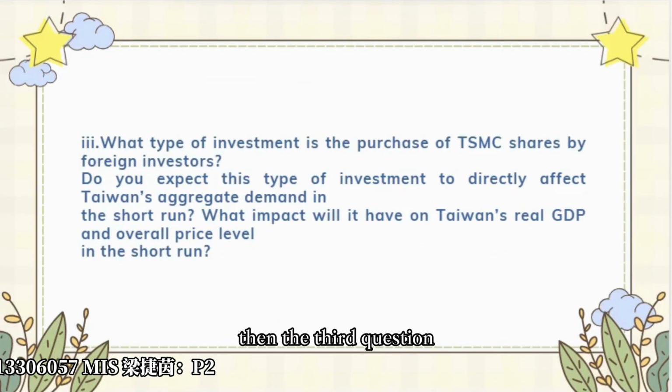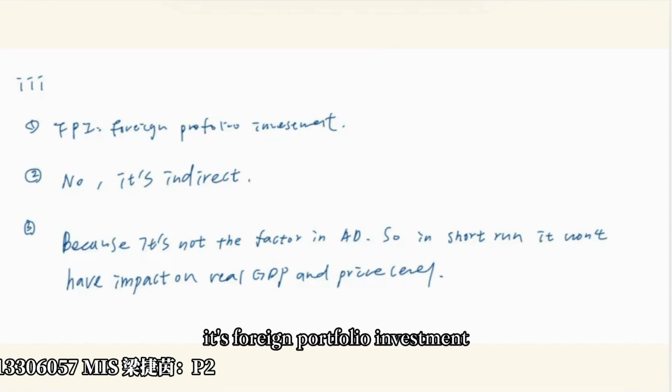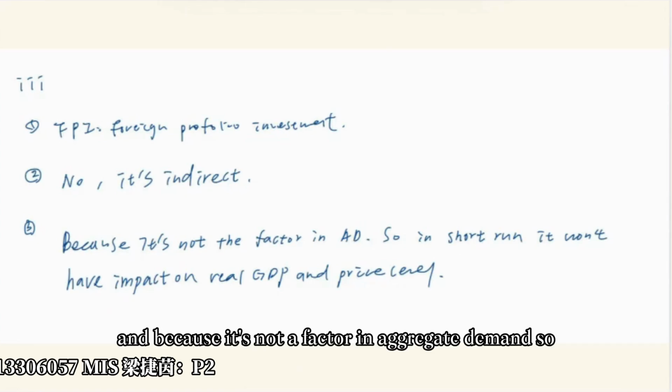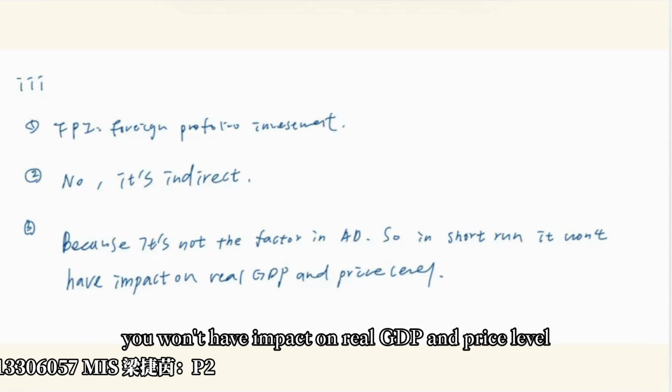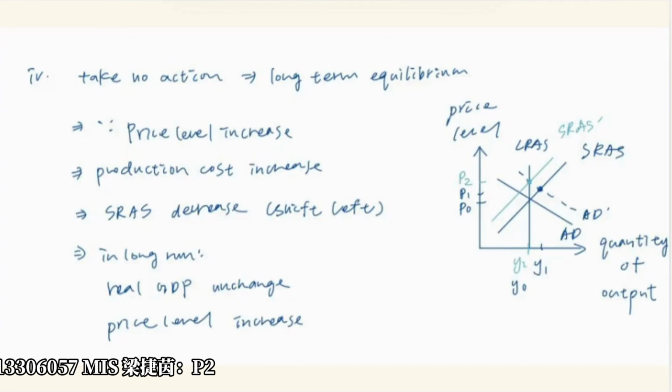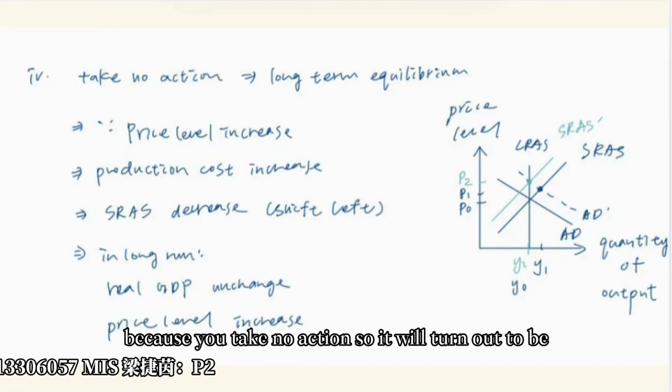Then the third question, it's foreign portfolio investment. So the answer is no, because it's indirect. And because it's not a factor in aggregate demand, in the short run, it won't have an impact on real GDP and price level.